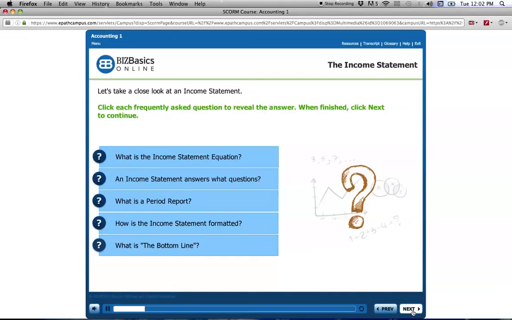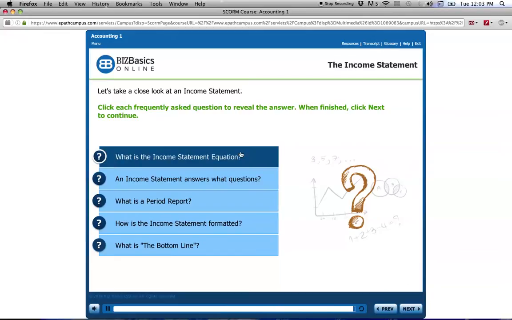Let's take a close look at an income statement. Click on each frequently asked question to reveal the answer. When finished, click Next to continue.